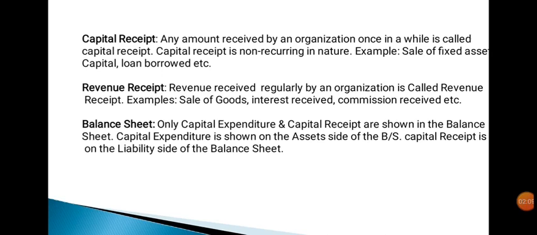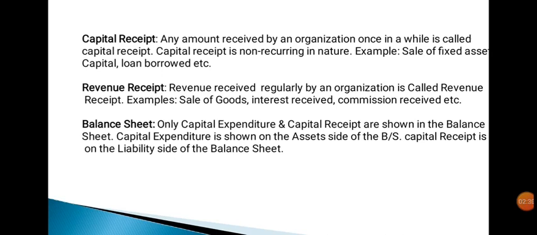The next one is revenue receipt. Revenue received regularly by an organization is called revenue receipt, and examples are sale of goods, interest received, commission received, and so on. The next one is balance sheet.